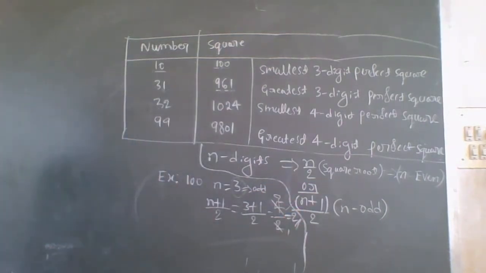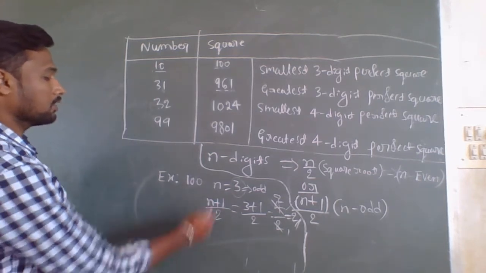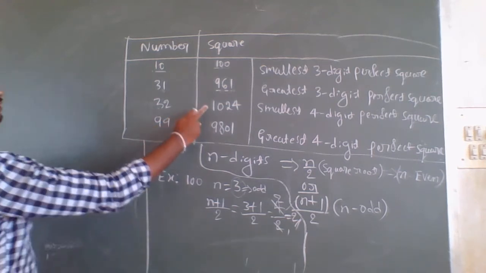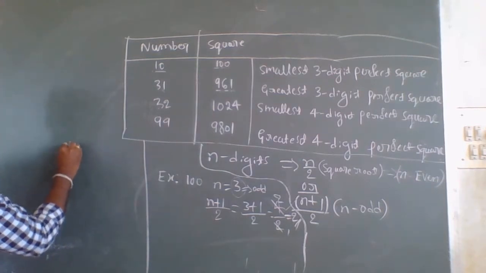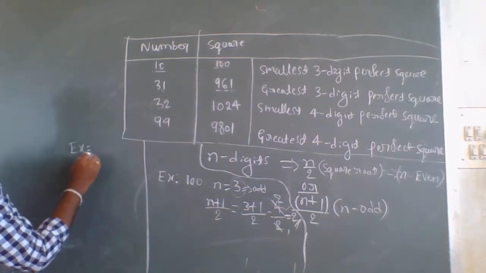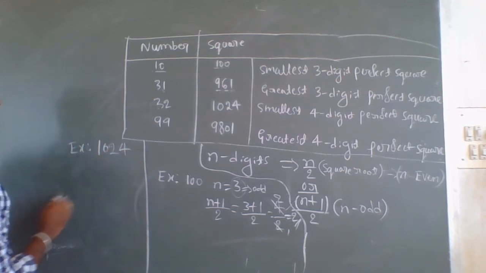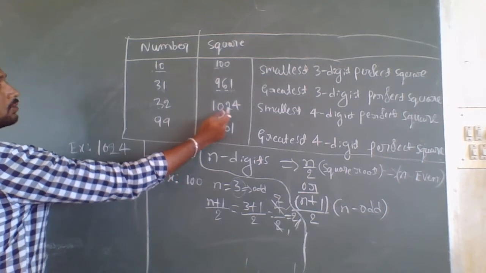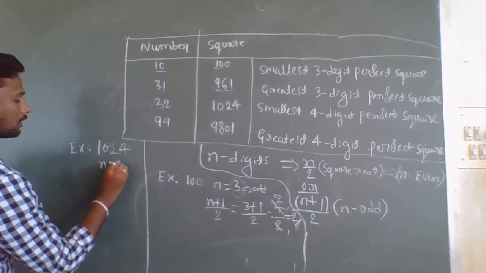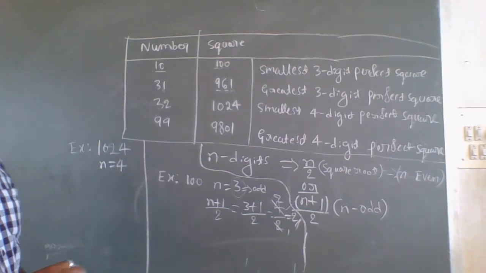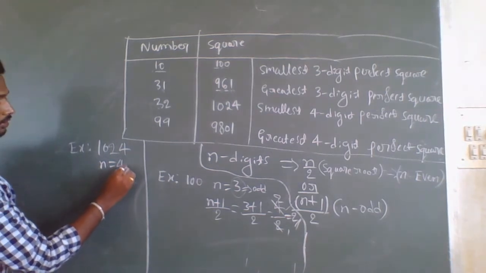Now we will consider another example where this n value is an even number. So now here I will consider 1024. How many digits are there in 1024? 1, 2, 3, 4. So n value is equal to 4. We know that n is the number of digits in the square number. So here there are 4 digits. So 4 is an even number. This is even.